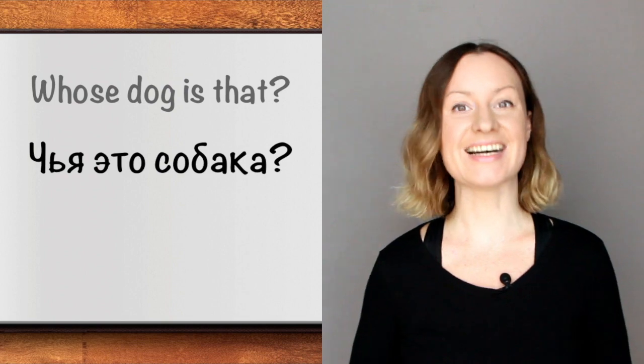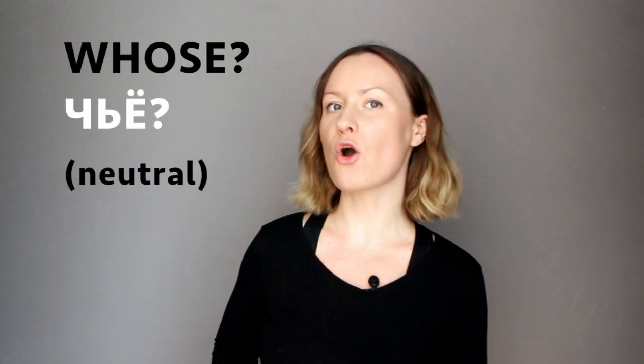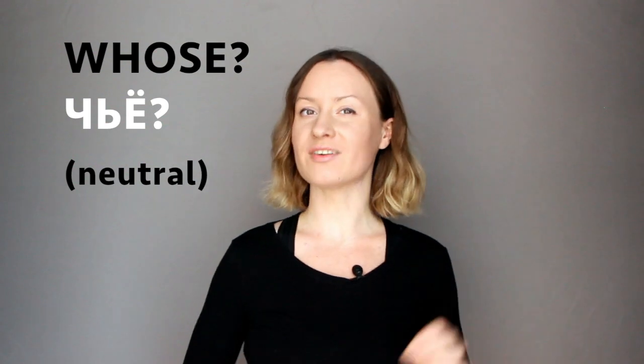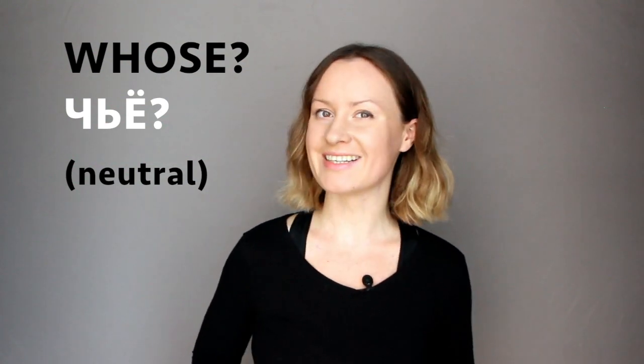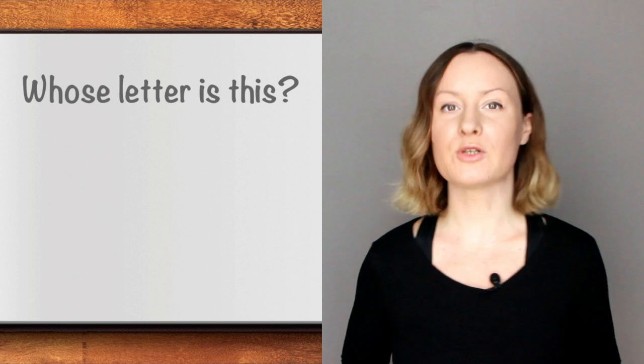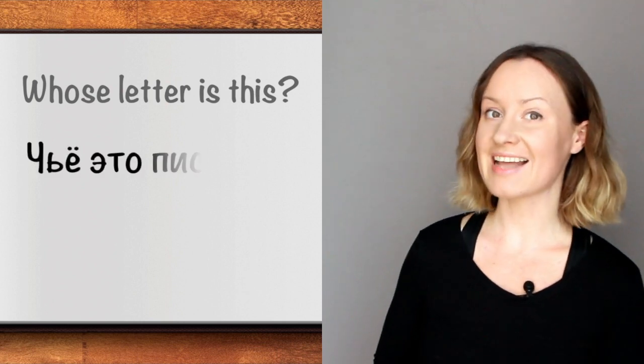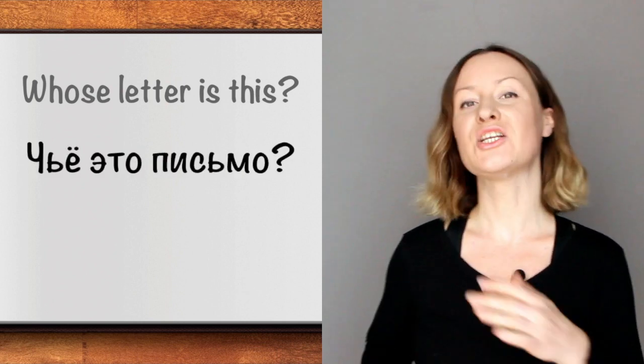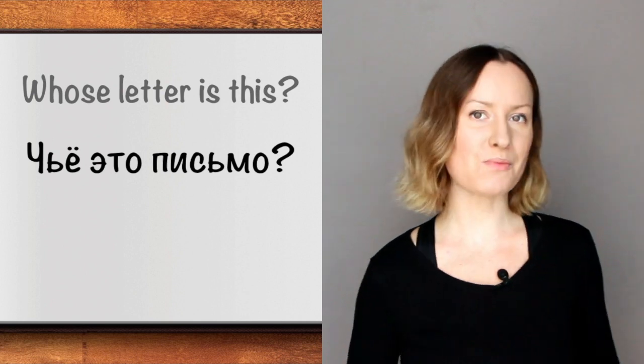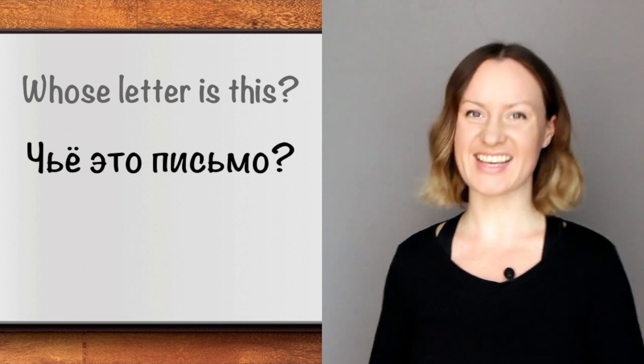Finally, the word letter that I've already mentioned in the previous section of the third lesson, письмо, is a neutral form. So for the neutral word, we use the question word чье with the termination ё. Чье. Whose. The whole phrase would be чье это письмо? Whose letter is this?